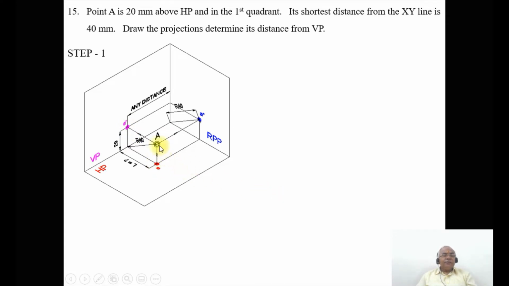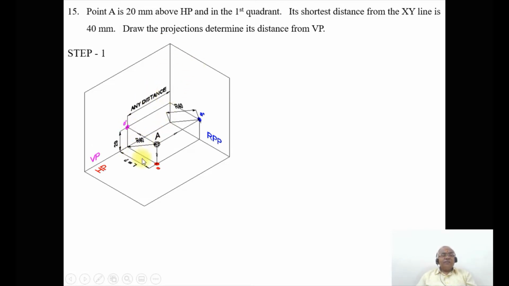As we are looking from the front view, this distance is perpendicular to VP. So obviously, this distance is perpendicular to the viewing direction. So obviously, that image will fall on the vertical plane at 20 mm. Therefore, you are going to get it as A dash.